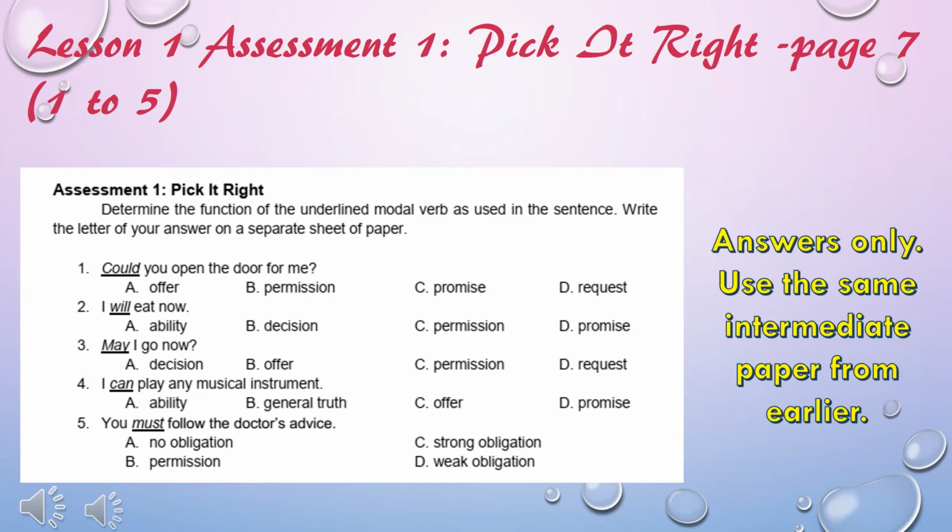Okay, so in this part, we are going to answer assessment number 1, Pick It Right. This is also found on page 7 of your module. So please use the same intermediate paper from earlier. Please put lesson 1, assessment 1, and write 1 to 5. You're only going to write the letters of your answer.